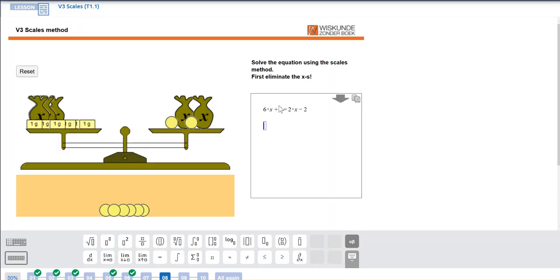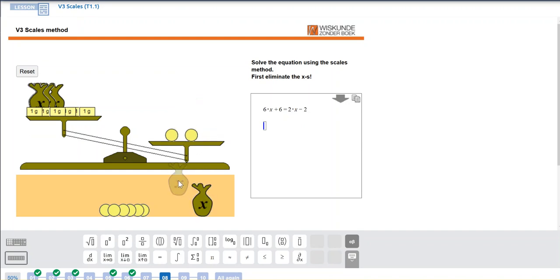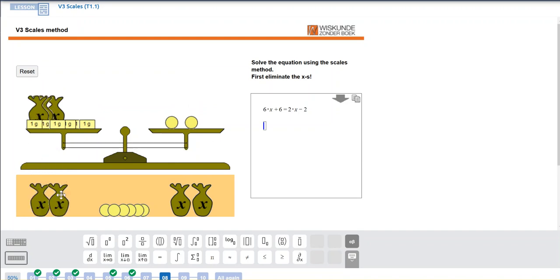6 times x plus 6 is equal to 2 times x minus 2. Again, we get the yellow circles that represent negative numbers. The first step is the same. Take away bags of x, as many as you can from both sides. I can take away 2 from the right hand side, and I can also take away 2 from the left hand side, and then my equation becomes 4 times x plus 6 is equal to negative 2, because all of the bags of marbles are removed.